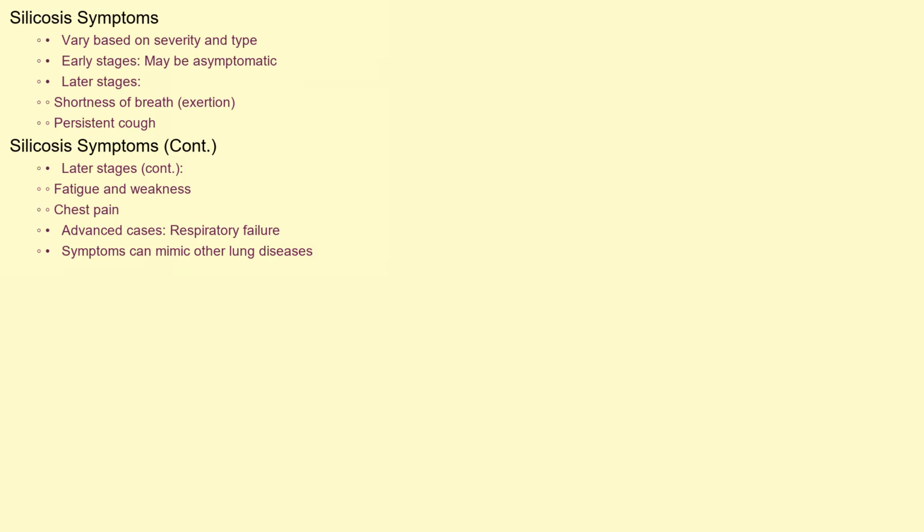The symptoms of silicosis can vary depending on the severity and type of the disease. In early stages, individuals may experience no symptoms at all. As the disease progresses, symptoms can include shortness of breath, especially during exertion, a persistent cough, which may or may not produce phlegm, fatigue and weakness, chest pain, and in advanced cases, respiratory failure. The symptoms can sometimes mimic other lung diseases, making accurate diagnosis crucial.